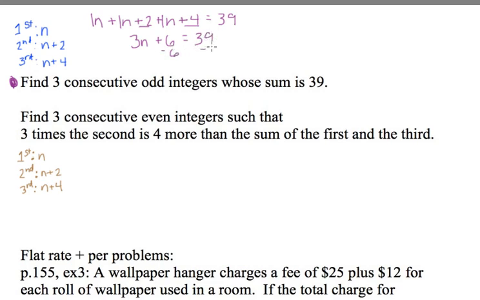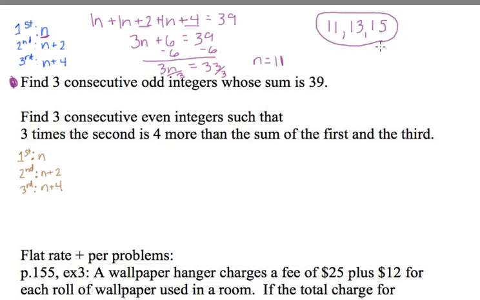So minus 6 from both sides. 3n equals 33. Divide both sides by 3. N equals 11. So that means my first number, which is n, is 11. My second number is n plus 2, or 13. My third number is n plus 4, which is 15. Consecutive odd integers that add to be 39.